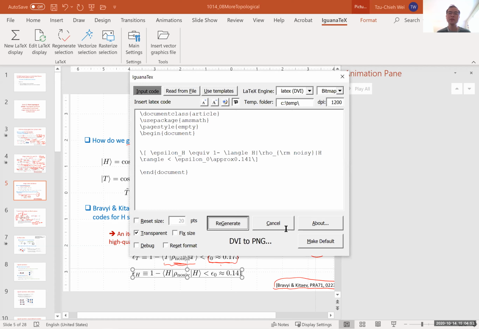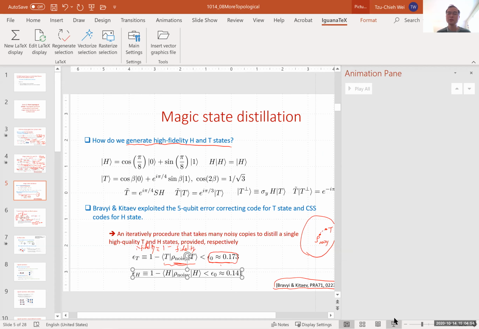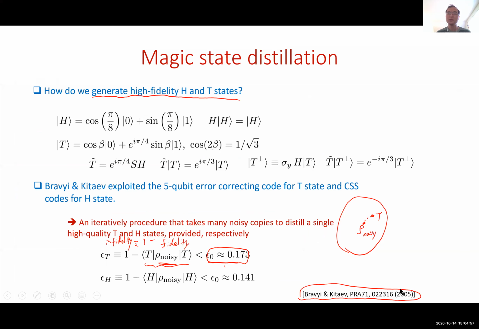Okay, so basically there is a procedure first proposed by Bravyi and Kitaev that takes advantage of an error correction code, and if you have a noisy state which is not far from the T state nor the H state, then it can be used to distill these states respectively. The procedure is complicated, so I don't want to describe it here.